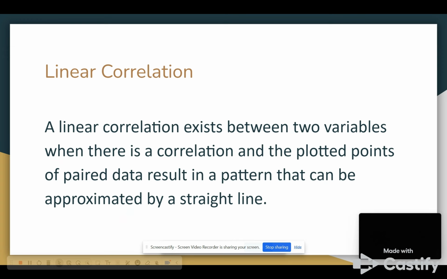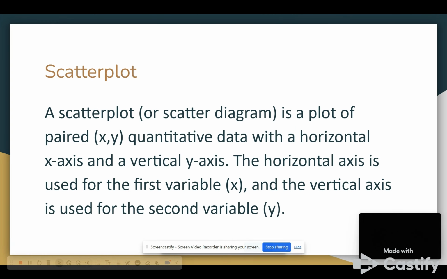So, a linear correlation exists between two variables when there is a correlation, and the plotted points of paired data result in a pattern that can be approximated by a straight line. A scatter plot or scatter diagram is a plot of paired XY quantitative data with a horizontal x axis and a vertical y axis.